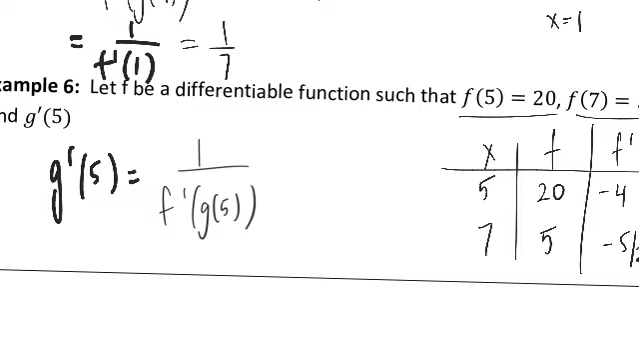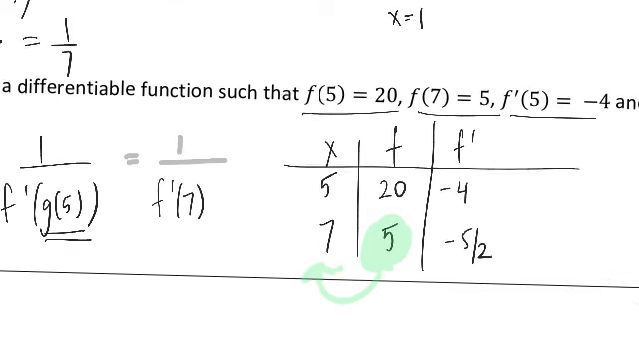So g of 5 means we look for a y value on f equal to 5, and so now I know that g of 5 will be 7, and so then this is 1 over f prime of 7, and then f prime of 7 from the table is negative 5 halves, so 1 over that is negative 2/5.